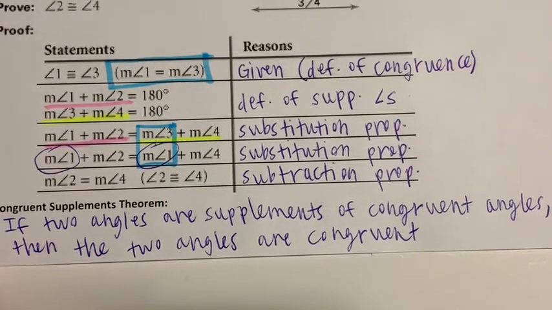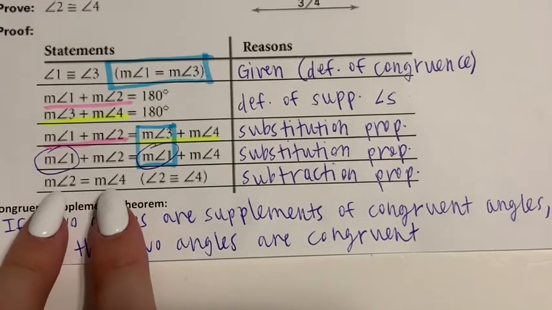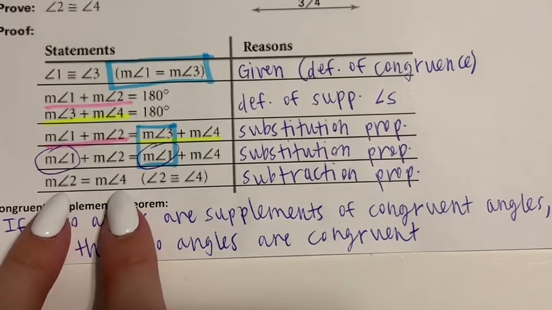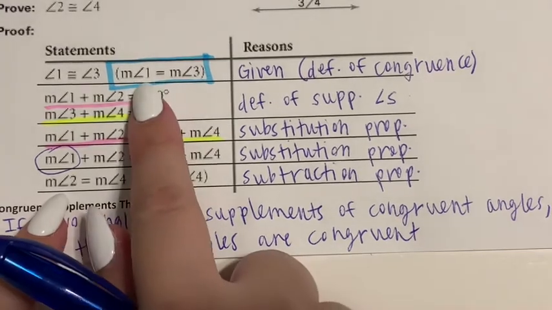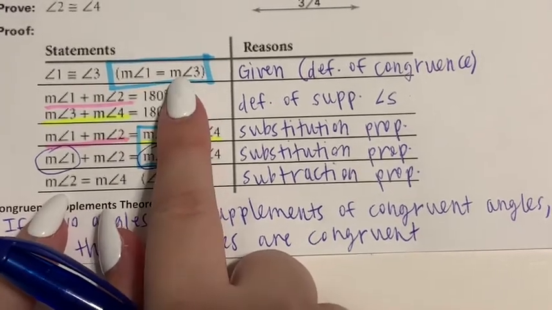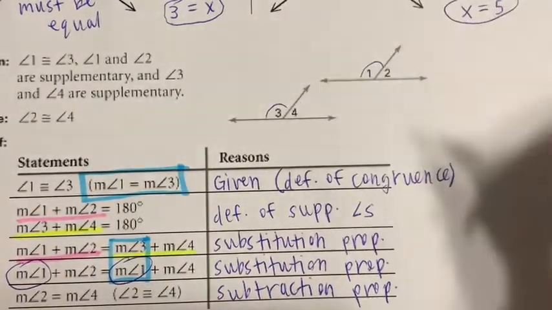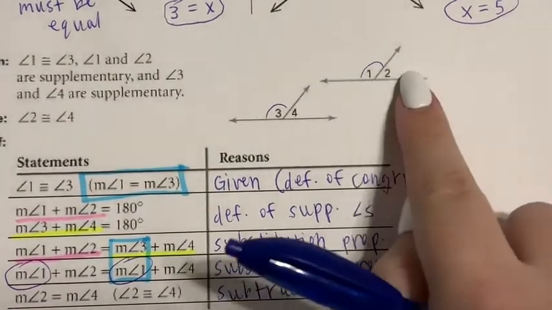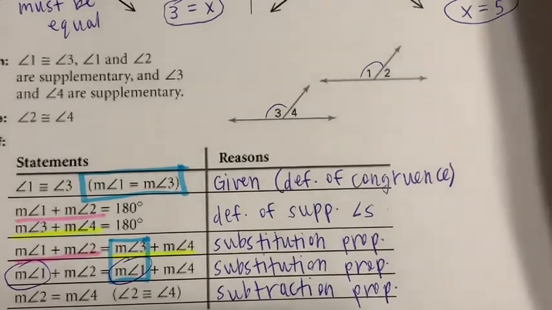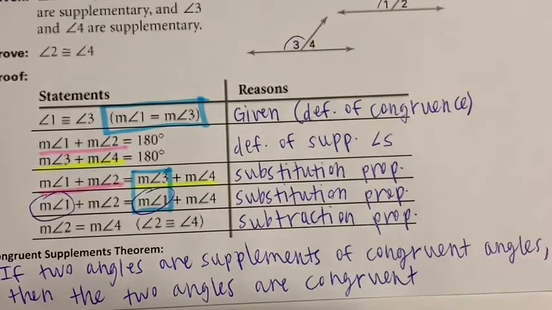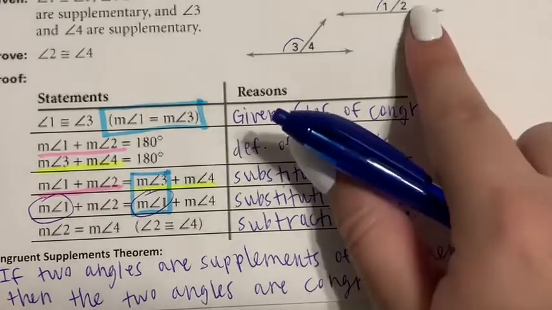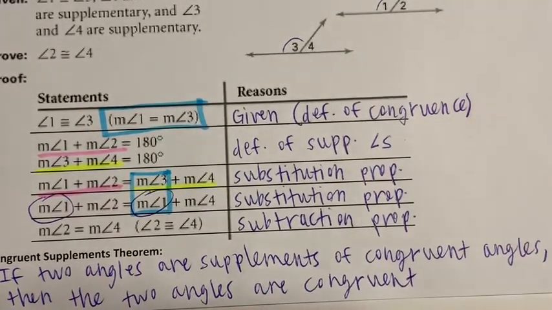In this case, in our proof, the measure of angle 2 and the measure of angle 4 were each supplements of two congruent angles, and our two congruent angles were angles 1 and 3. If you look up at our figures, angles 1 and 3 were congruent. So angles 2 and 4 were supplements to those congruent angles. That means that those two angles, 2 and 4, we proved have to be congruent.